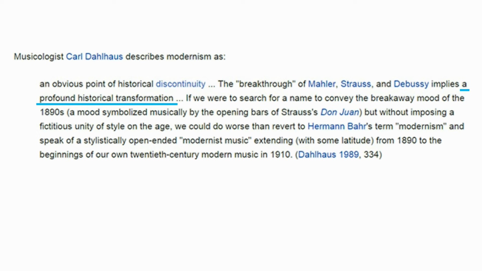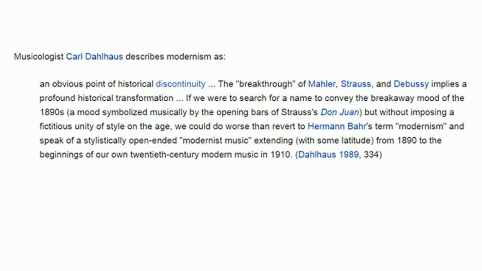One way that you could describe modernism is an obvious point of historical discontinuity, a profound historical transformation. So if we were to search for a name to convey the breakaway mood of the 1890s, which is a mood symbolized musically by the opening bars of Strauss's Don Juan, but without imposing a fictitious unity of style on the age, we could do worse than revert to Hermann Bahr's term modernism and speak of a stylistically open-ended modernist music extending from around 1890 to the beginnings of our own 20th century modern music in 1910. And some of the pieces we're going to look at today extend beyond 1910 as well.